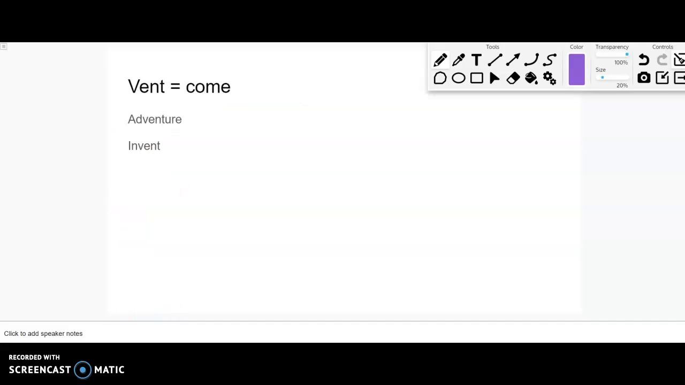Vent means come. This is one that's a little less literal, to use one of the words from the last slide. So an adventure, something we come on. We are looking to have a good time, but we're coming along to do it. Invent, to create something, so it sort of comes from your mind. So that's when I say it's a little more vague. It's not directly using the Latin root like some of the other ones are.